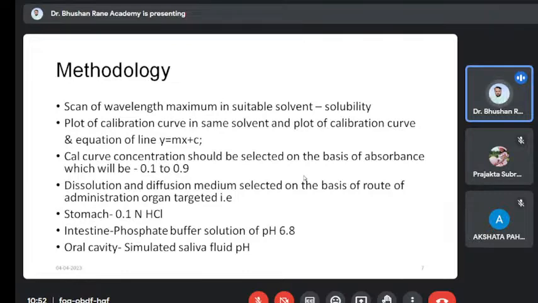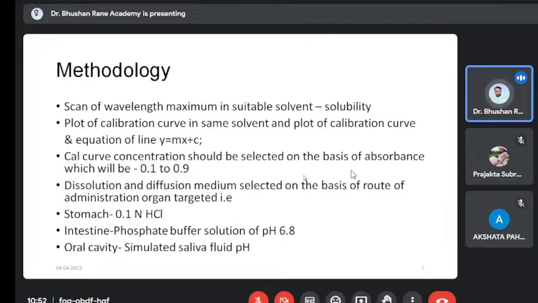For diffusion and dissolution studies, if our dosage form is administered via the oral route and goes into the stomach, the dissolution medium you can initially select is 0.1 normal HCl if a monograph is not available. If we prepare enteric coated tablets, granules or microspheres, the dissolution medium is a phosphate buffer solution of pH 6.8, as the pH of the fluid in the upper part of the intestine starts from 5.5 to 5.6. You can use pH 5.5, 5.6 or 6.8.